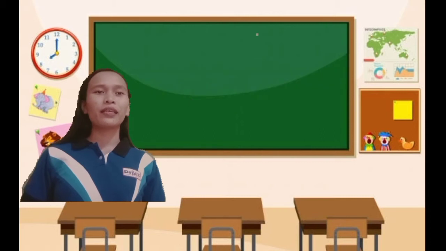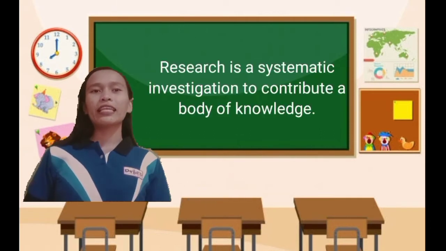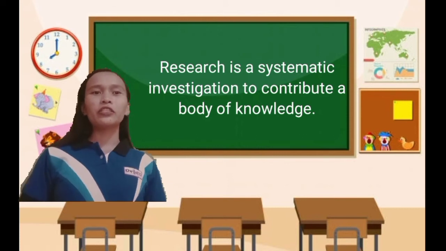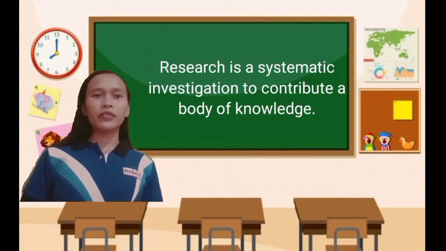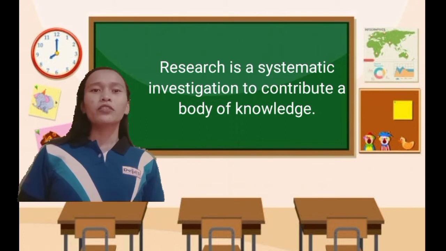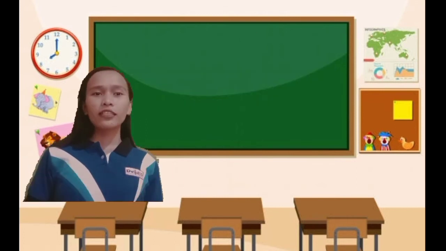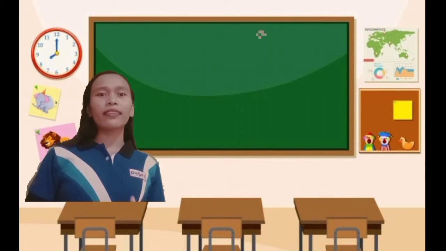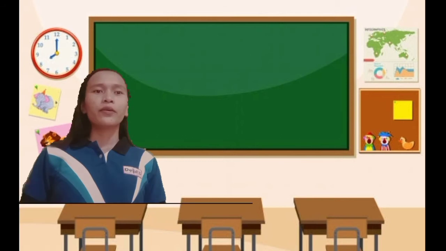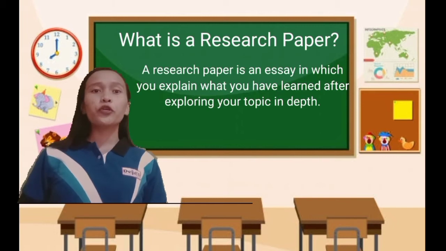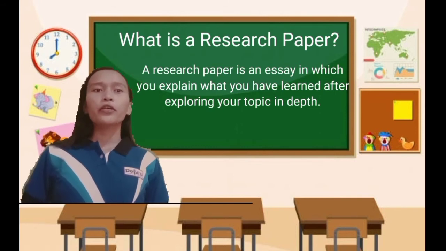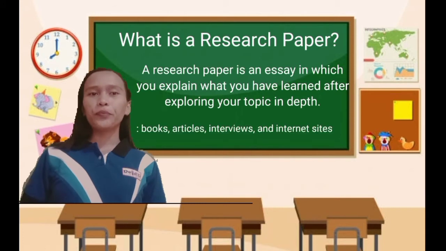validating the existing truth. Another definition of research is that research is a systematic investigation to contribute a body of knowledge. Systematic in a way that there is a definite set of procedures and steps which you will follow. So there are certain things in research process which are always done in order to get the most accurate results. What is a research paper? A research paper is an essay in which you explain what you have learned after exploring your topic in depth.